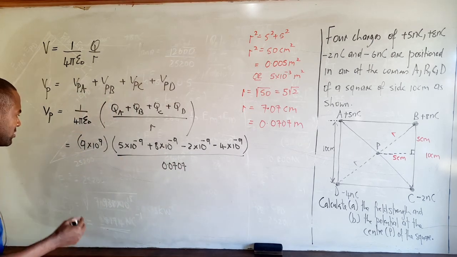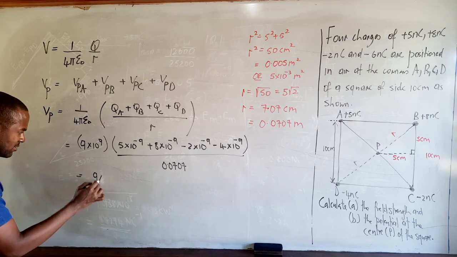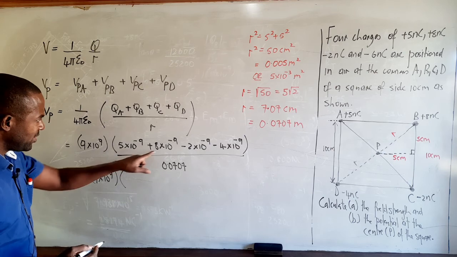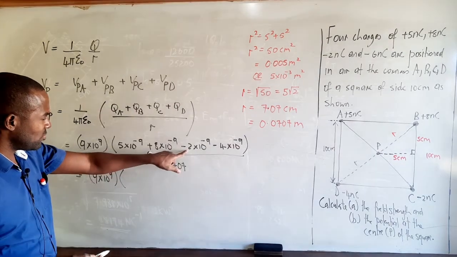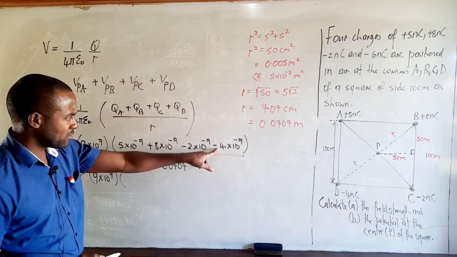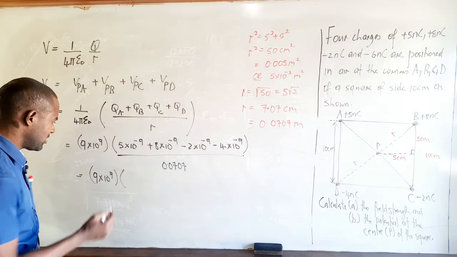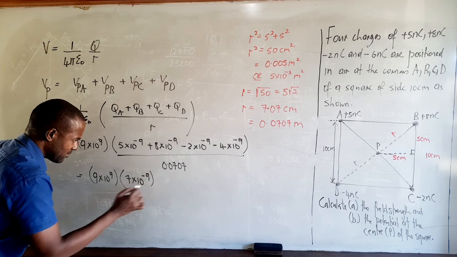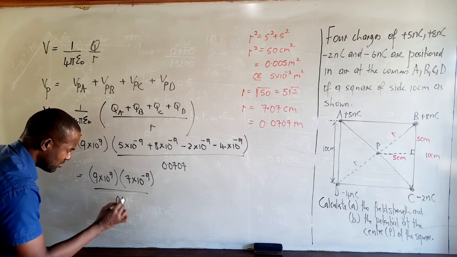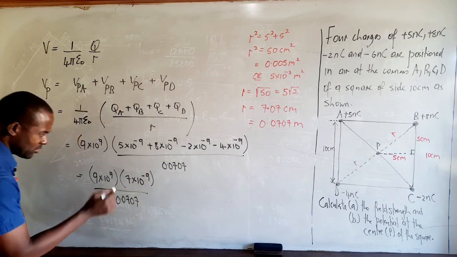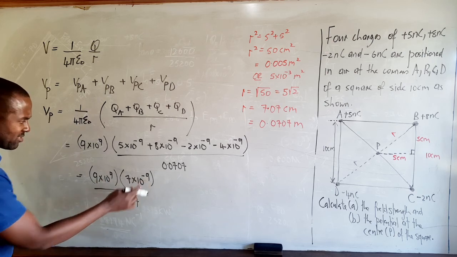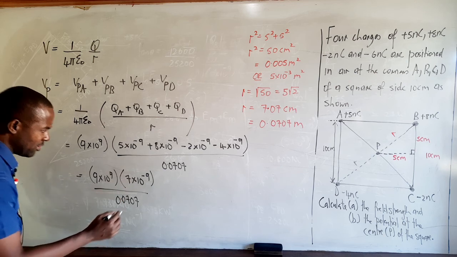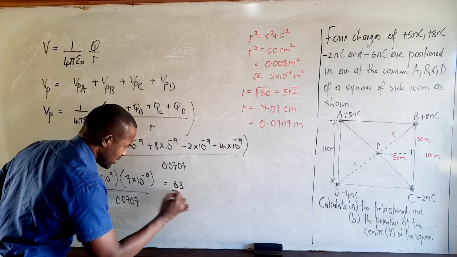Adding up all of that, this gives us 9 times 10 to the 9 times 5 plus 8, which is 13. 13 minus 2 is 11, and 11 minus 4 is 7. This is 9 times 10 to the 9 times 7 times 10 to the minus 9, all over 0.0707. The 10 to the 9 and the 10 to the minus 9 multiply to give 1, so what remains is 9 times 7, which is 63. This gives us 63 divided by 0.0707.